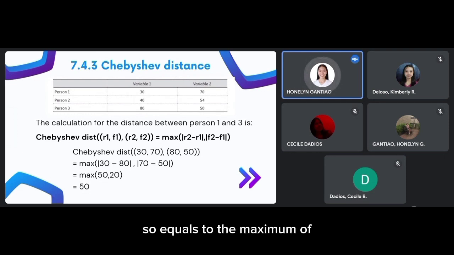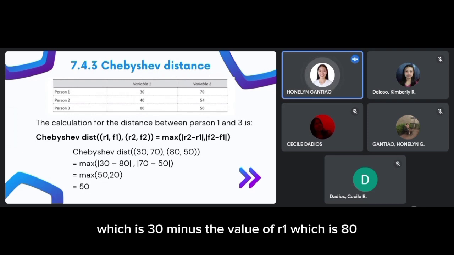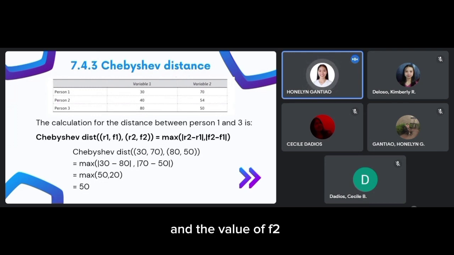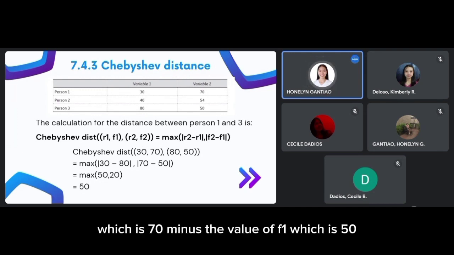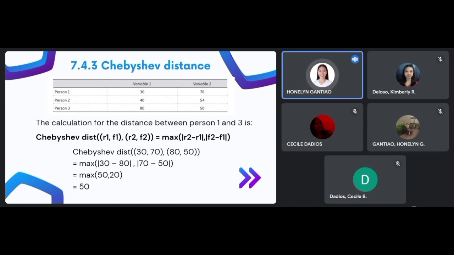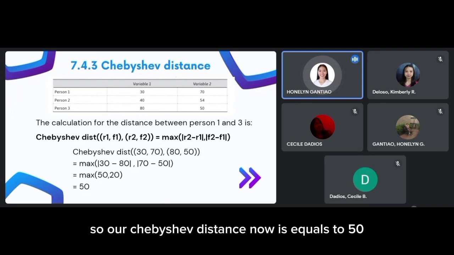So it equals the maximum of the value of R2, which is 80, minus the value of R1, which is 30, and the value of F2, which is 70, minus the value of F1, which is 50. So the maximum is of 50 and 20. So we have here 50 and 20, so its maximum is equal to 50. So our Chebyshev distance now is equal to 50.